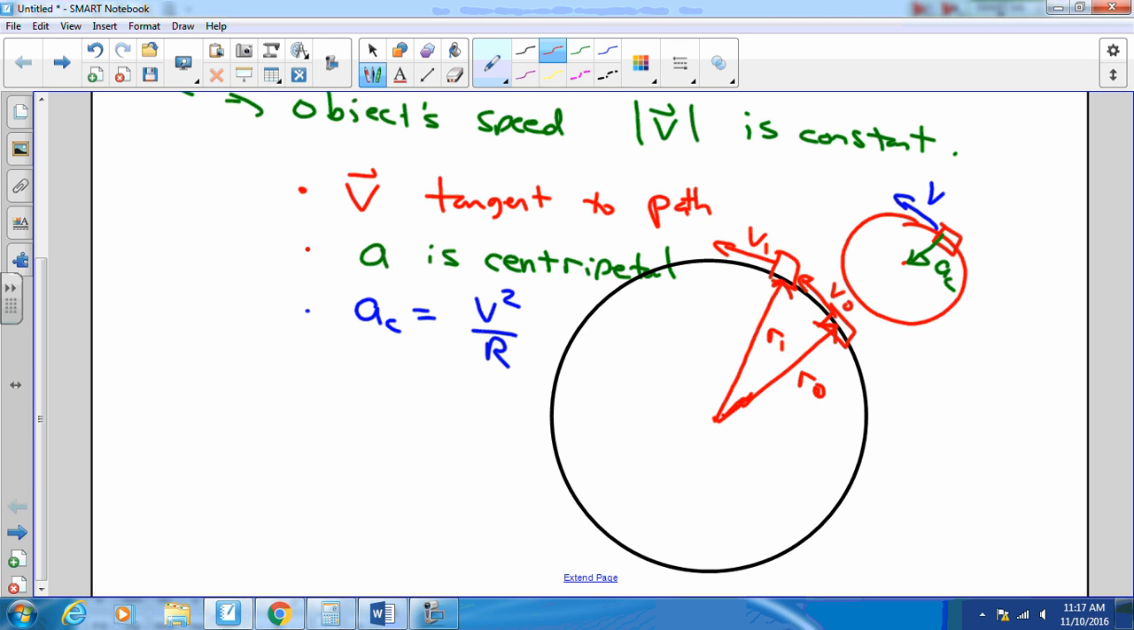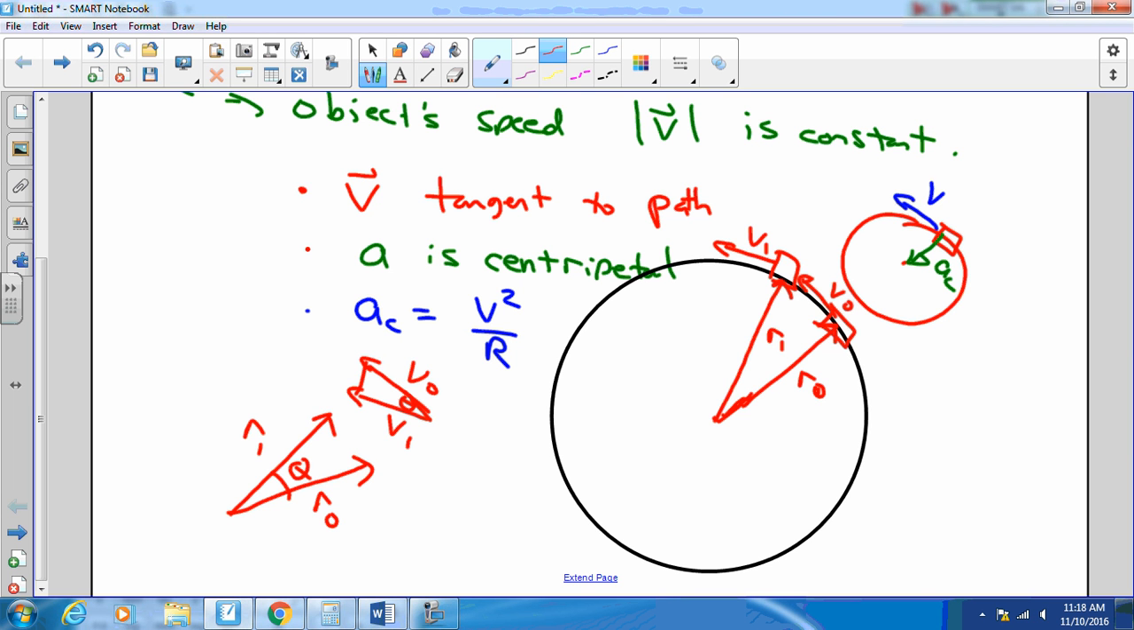And so I can now form two triangles, one of those between v0 and v1, and both of them are isosceles triangles because they both have two congruent sides. How do I know that they're congruent? Well, r0 is congruent to r1 because I'm moving in a circle. And v0 is congruent to v1 because I'm moving with constant speed. Everybody see how that works out?